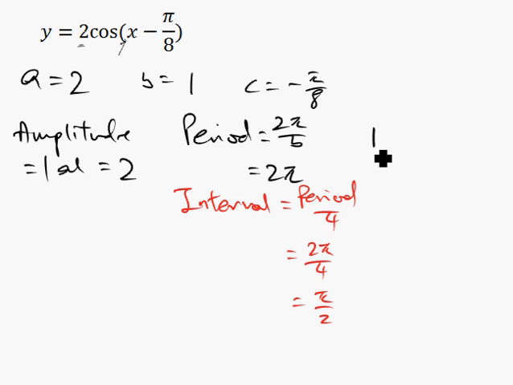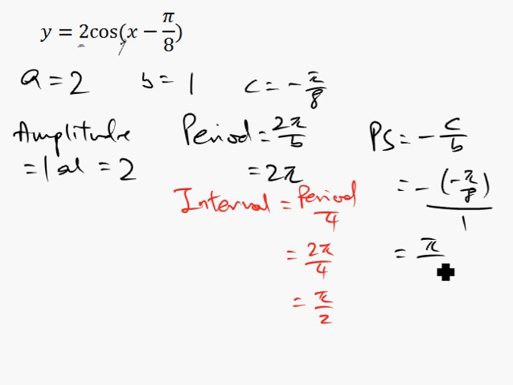Next, find the phase shift, PS, short form. The phase shift is minus C over B, which is minus, what's my C? My C is minus pi over 8. What's my value of B? My value of B is 1. If I evaluate this, I get pi over 8. So that's my phase shift. These are the important things here: the amplitude is 2, the period is 2 pi, the interval is pi over 2, and the phase shift is pi over 8.